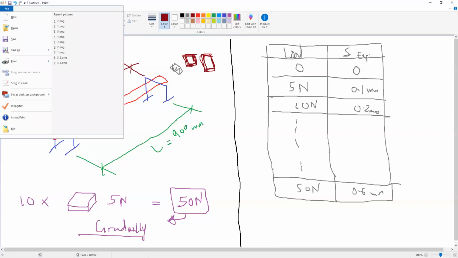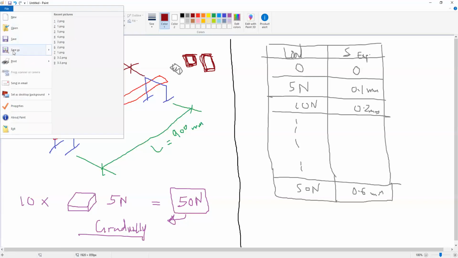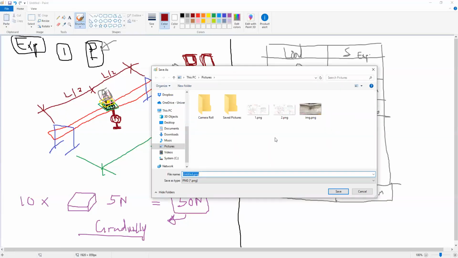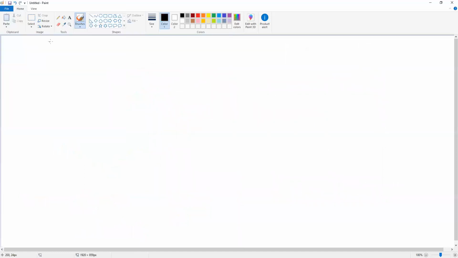Okay, do you have any question? Anybody have any question? That's pretty straightforward. Okay, good. So now we will go to the second case, the uniform load.